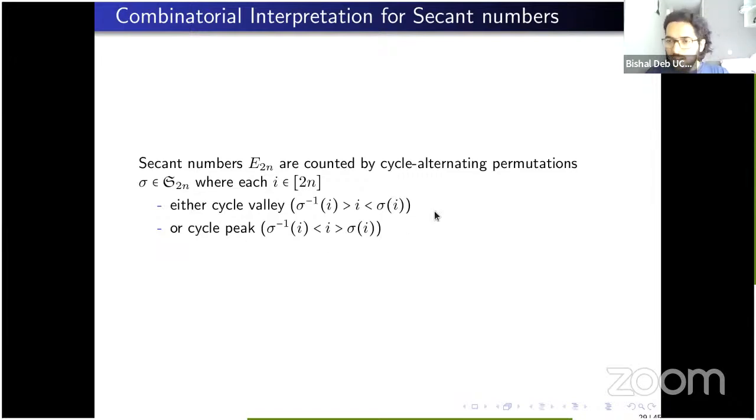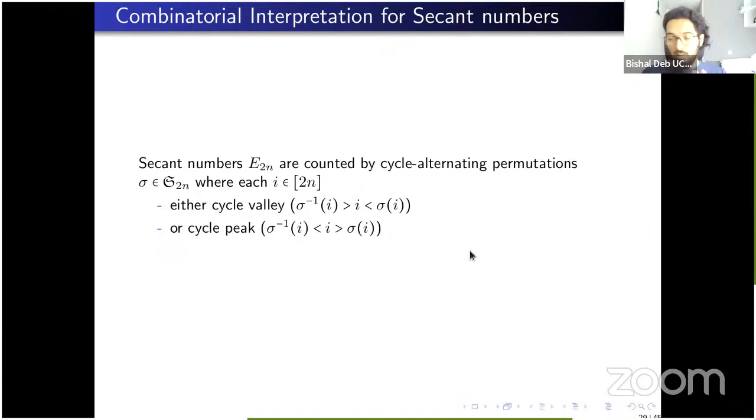So classically, when people look at combinatorial interpretations for tangent numbers and secant numbers, they do not look at cycle alternating permutations, but alternating permutations, where you consider a permutation as a word, and every letter is either a valley or a peak. Whereas for our purposes, we find this interpretation more convenient.